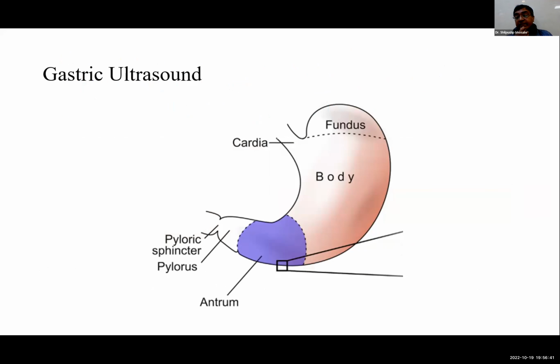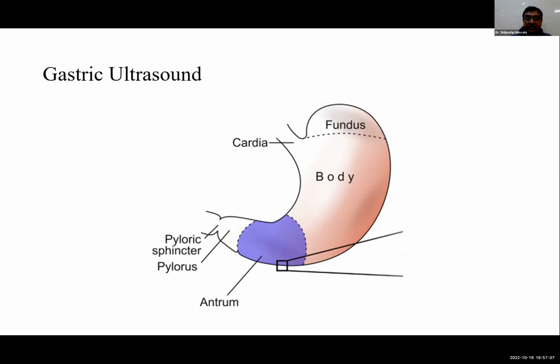The next use is the gastric ultrasound, and we are always worried about delayed gastric emptying, NPO status, patients who are taken in emergency. And if you look at the antrum, it is the most dependent part of the stomach, and if the antrum is full, there is reasonable chance to say that the patient is not NPO, and the risk of aspiration is high.